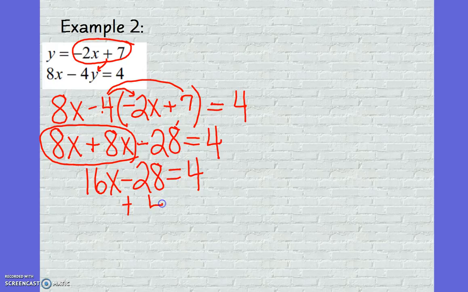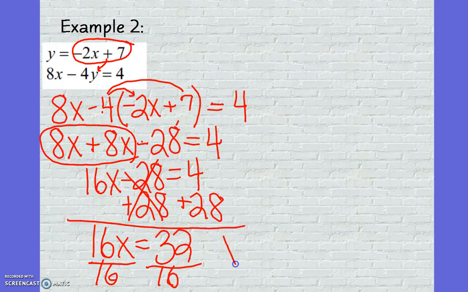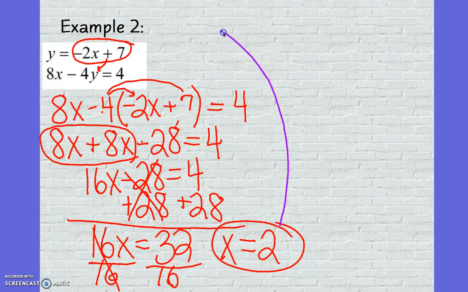No, not add 4. I'm going to add 28 to both sides because I'm trying to isolate my x. That gives me 16x equals 32. Divide by 16. And we're going to get x equals 2. If you're using a calculator, you're going to put 32 divided by 16 in the calculator, and you get x equals 2.